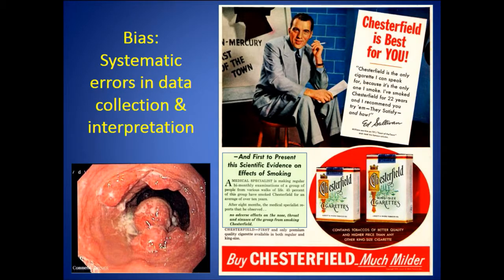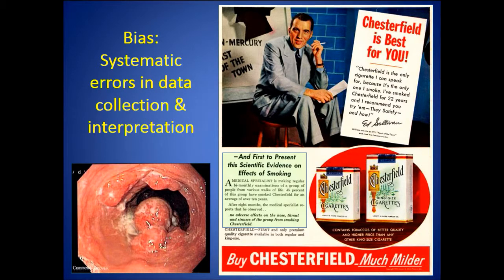So first, I want to talk a little bit about bias, because it's something that I think that we forget when we talk about statistics. And I actually think that bias is much harder than statistics. Statistics, if you get in a bind, you go to a statistician and they figure it out for you. But bias is something that we're responsible for figuring out on our own. So bias is any kind of systematic error in data collection and interpretation.